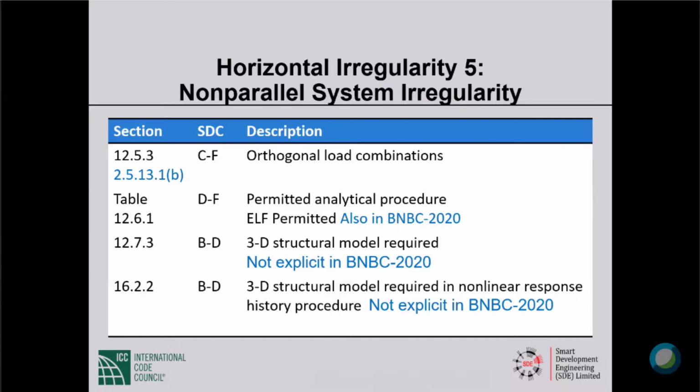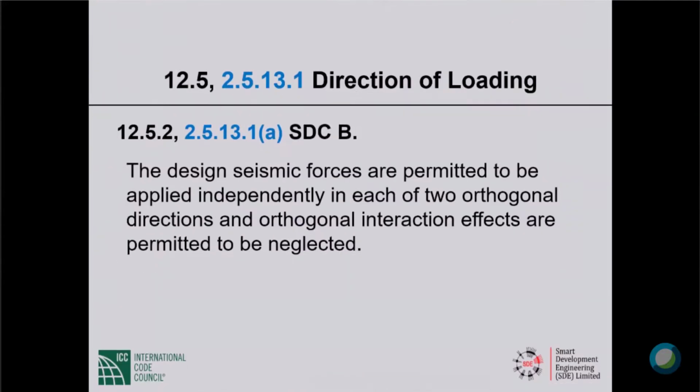Then permitted analytical procedure, equivalent lateral force is permitted by both documents, ASCE 7-05 and BNBC. The 3D structural model requirement is not explicit in BNBC, and the same thing is true of the 3D structural model in nonlinear time history analysis. Now, these orthogonal effects or direction of loading must be a consideration when you have type 5 horizontal irregularity.